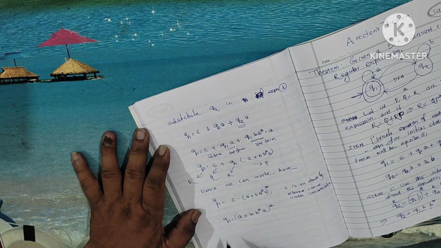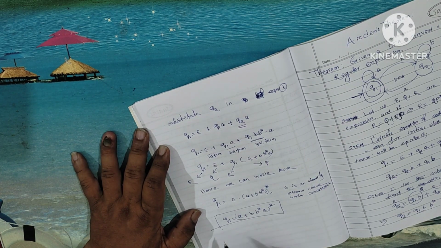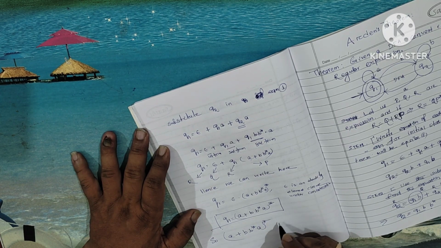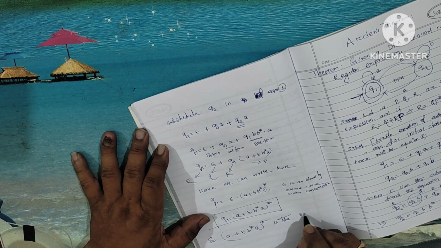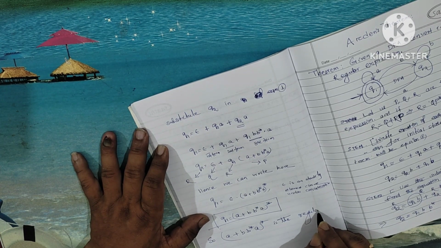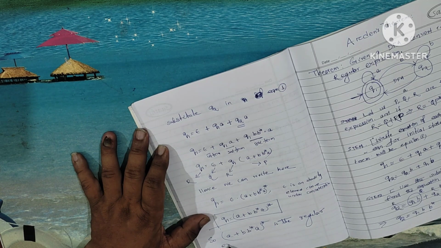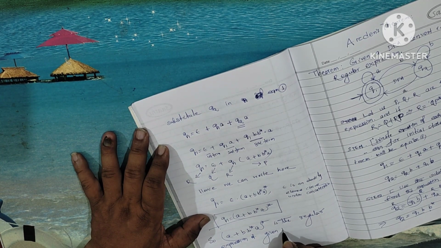So (A plus B star A) whole star is the regular expression of the given DFA.